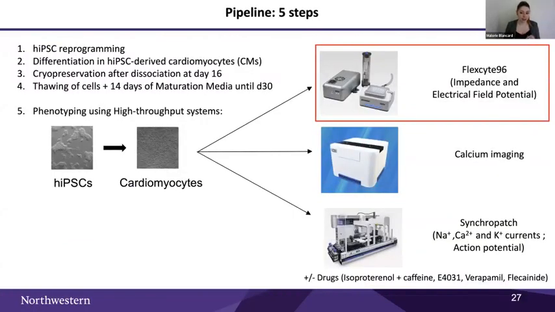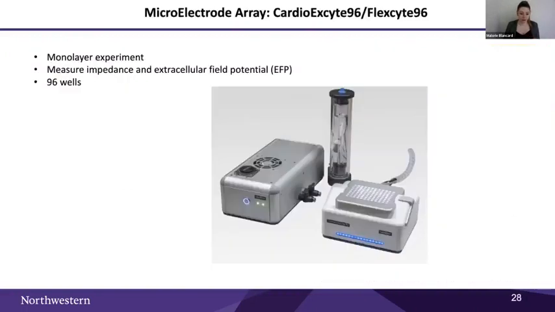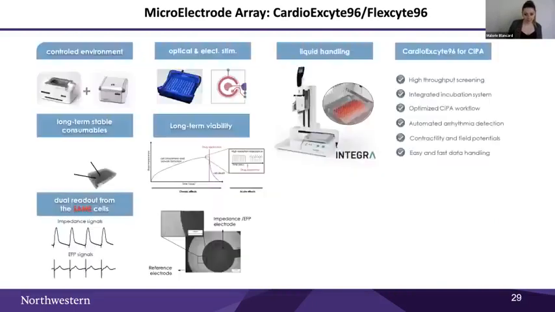So as I said, the first thing I'm going to do is talk to you about the Flexcyte, which is available in the core. So what is it? You can do monolayer experiments, cells in 2D culture. You can measure impedance, which is kind of the contractility of the cells, and also the extracellular field potential. It's a 96-well format. And this is a slide that I got from Nanion, where the machine is from.